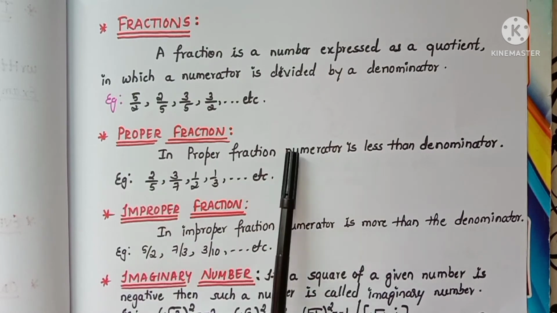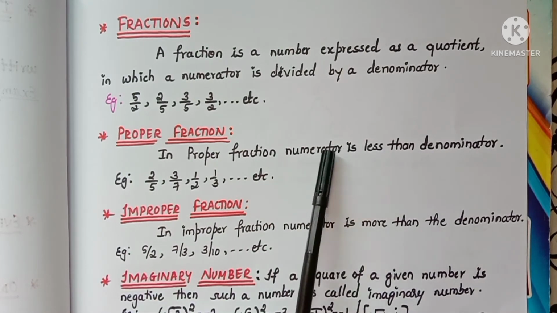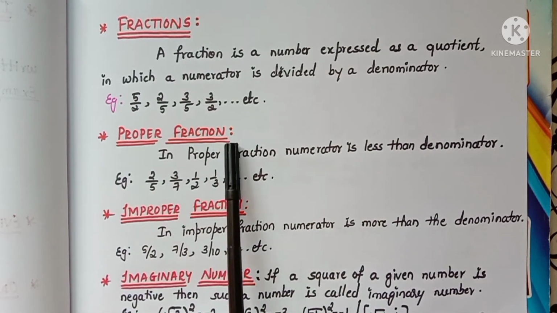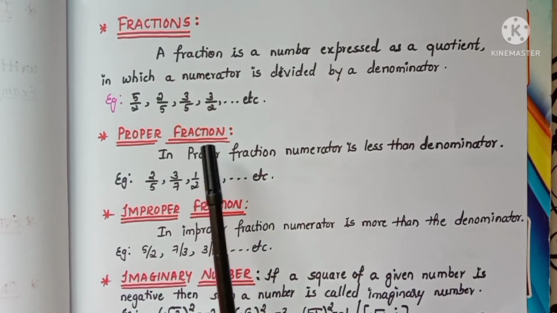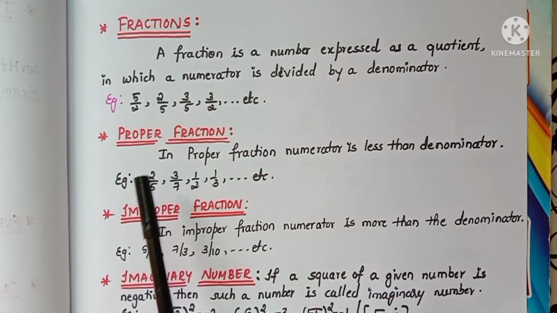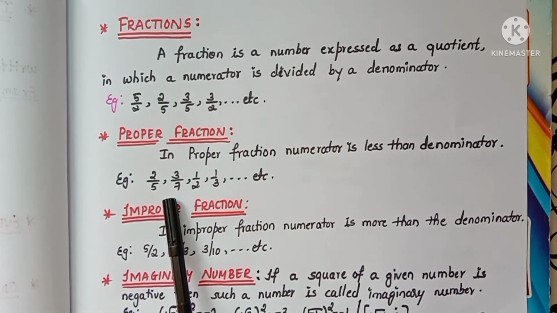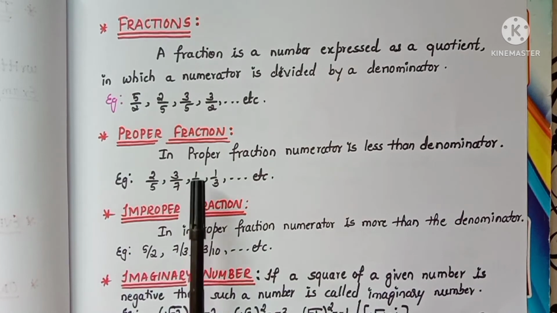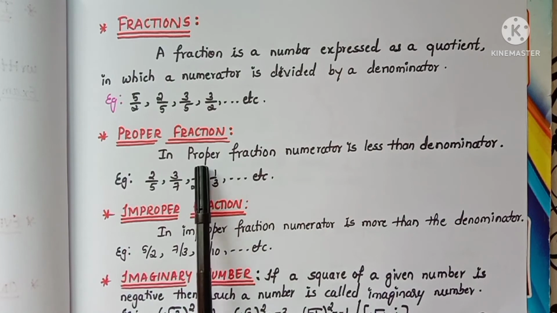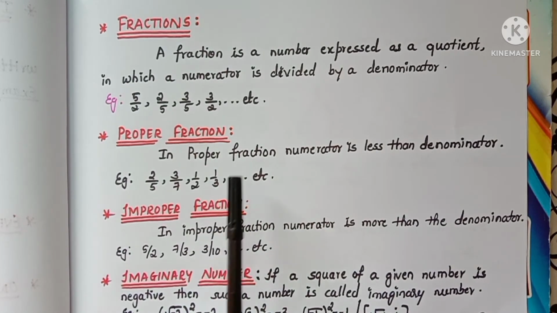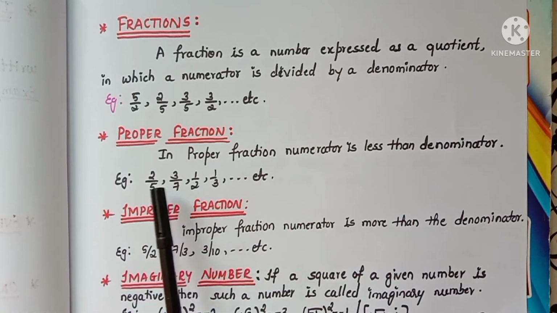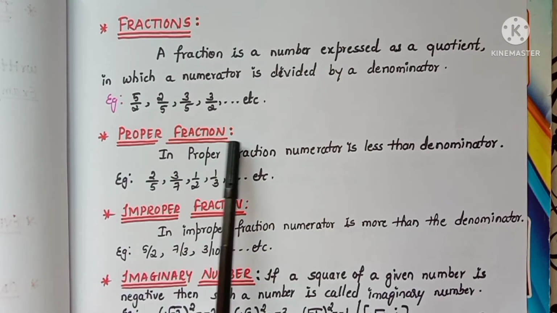A proper fraction is a fraction in which the numerator is less than the denominator. What is a proper fraction? Numerator is less than the denominator. For example, 2 divided by 5. Here 2 is less than 5. Next 3 divided by 7. Here 3 is less than 7. 1 divided by 2. Here 1 is less than the number 2. Next 1 divided by 3. Here the number 1 is less than the number 3. Therefore, these are what? Proper fractions.